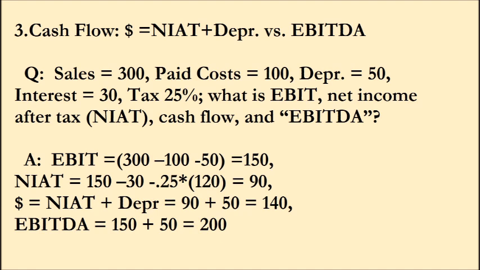For the EBITDA, we take that EBIT, $150, add the depreciation of $50, we get $200. Oh, by the way, look at the difference between the two, the $200 and the $140. That's $60. Where are they? $30 in the interest expense, $30 in the tax.